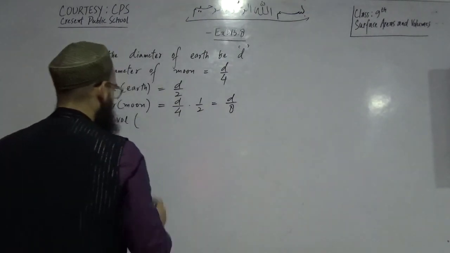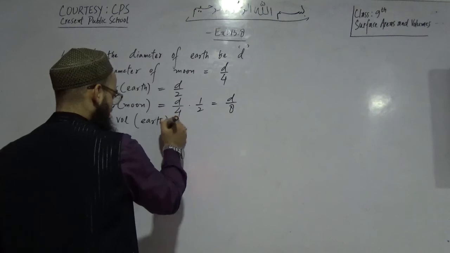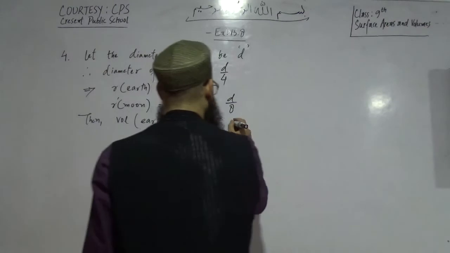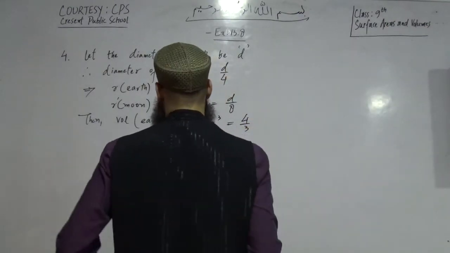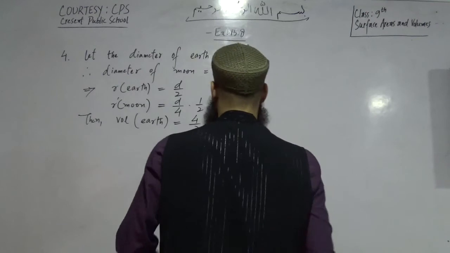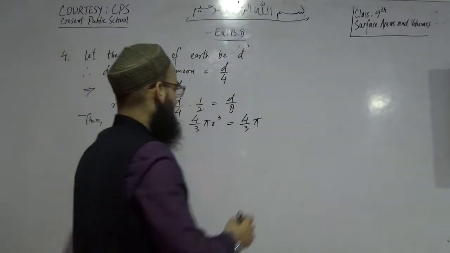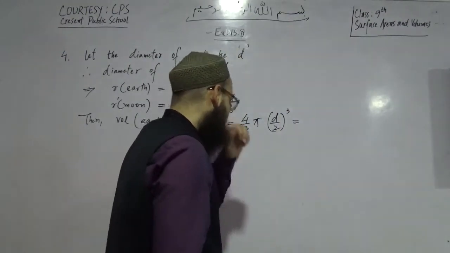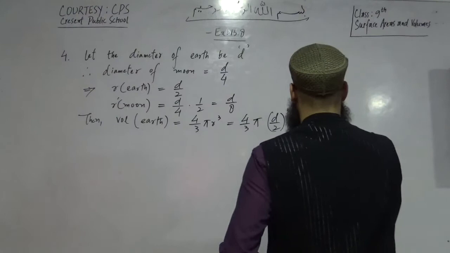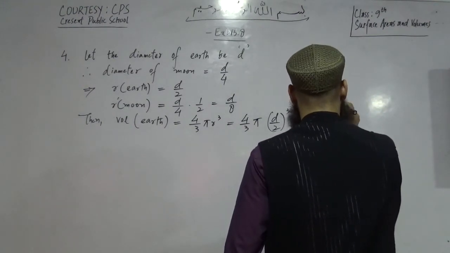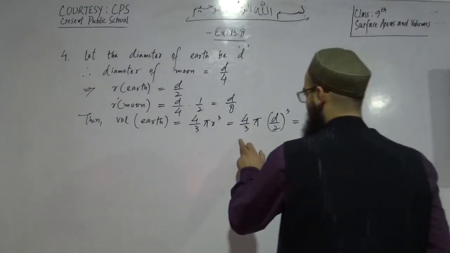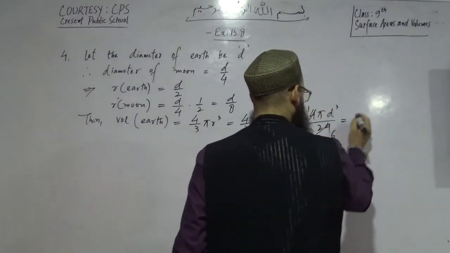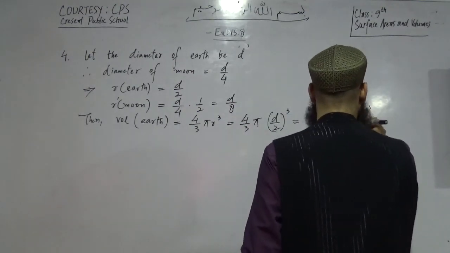Volume of Earth is 4 by 3 pi r cube, and that is equal to 4 by 3, keep pi as such. The radius of Earth is d by 2, then d by 2 cube. That is 4 pi d cube by 24, since 8 3s are 24. Now that is equal to pi d cube by 6.